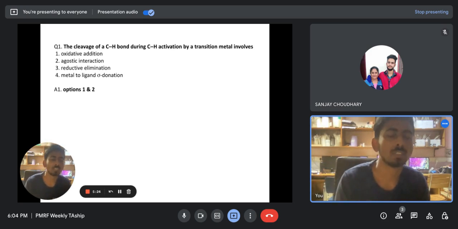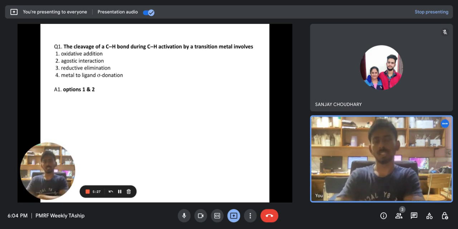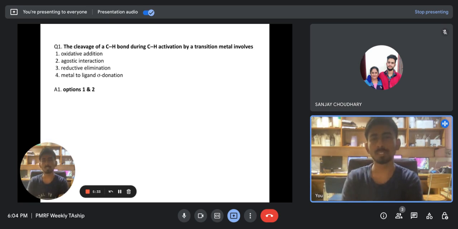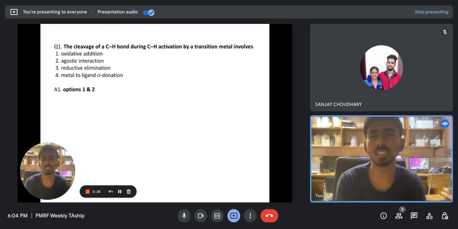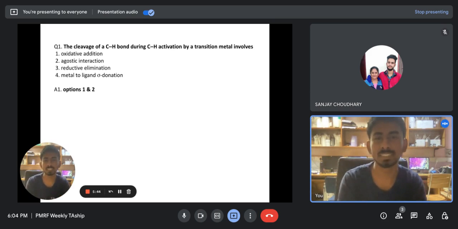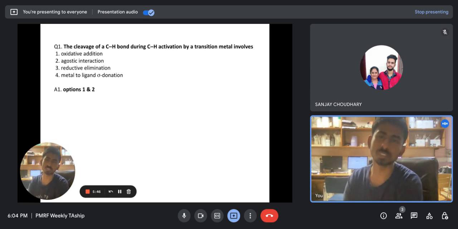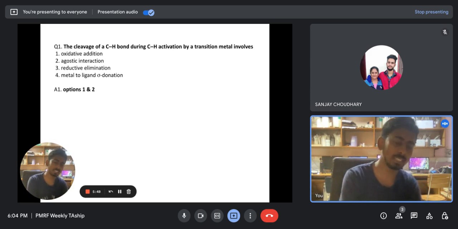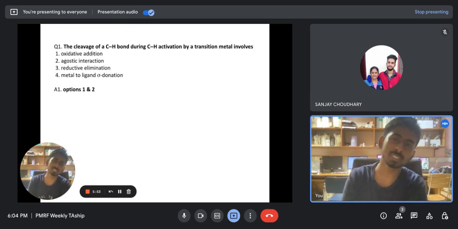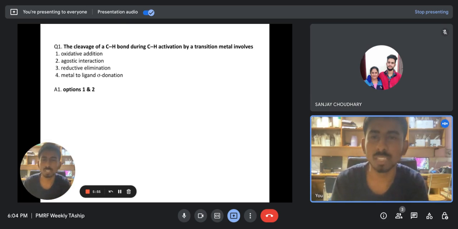So we'll start. The first question is: the cleavage of a C-H bond during C-H activation by a transition metal involves which of the following options? Option 1 is the oxidative addition. Option 2 is the agostic interaction. Option 3 is the reductive elimination. Or option 4 is the metal to ligand sigma donation. This is actually a multiple select question, not an MCQ, an MSQ. The correct options are oxidative addition and the agostic interaction.